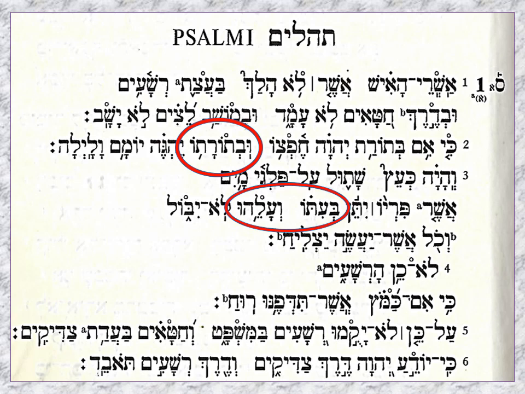B'ito. And then we'd have a vav with a vocal shva, an ayin with a qamets, a lamed with a tsere, and then a hey with a shureq. Ve'alehu. How about above that, we see a shin with a qamets, a tav, accented on that syllable, with a shureq, and then a lamed. Shatul.